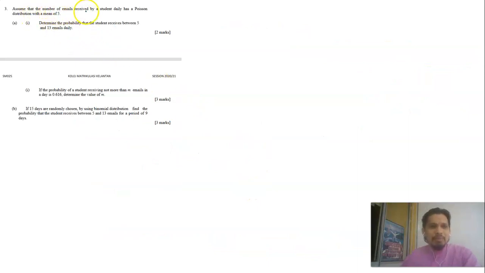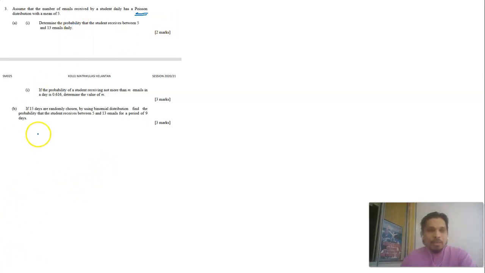Assume that the number of emails received by the student daily has a Poisson distribution with a mean of 5. So determine the probability that the student receives between 5 and 13 emails daily. Question 3a. Okay, so probability that the student receives between 5 and 13. Probability of X between 5 up to 13 emails daily.